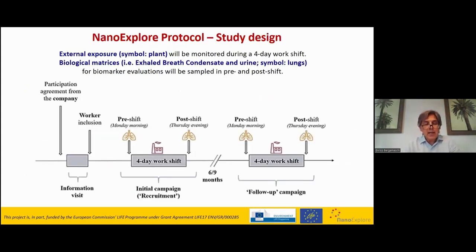The study design is an international multicenter prospective cohort study with the first follow-up endpoint at 6-9 months after the recruitment. In both the recruitment and follow-up field campaigns, biological matrix sampling for biomarker analysis is conducted twice, before and after 4-day monitoring of external exposure. The initial campaign allows us to set up the cohort as well as to provide a baseline evaluation of the relationship between external exposure and biological parameters. The follow-up campaign will reassess the exposure-biomarker association after exposure control is implemented by companies upon the findings gathered in the first phase.